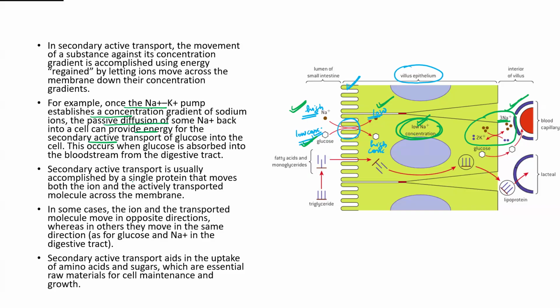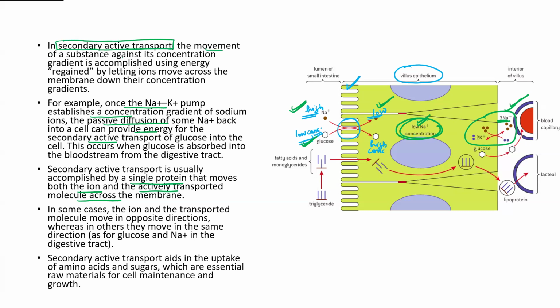So generally it is used with the help of one protein only, which moves both the ion and actively transports the molecule across the membrane. Now here if you see both molecules are moving in the same direction, we are saying this is symport condition. Okay, and sometimes the molecules may move in opposite directions. We will say antiport condition. So here glucose is going against the concentration gradient, but directly ATP usage is not there. It is indirectly ATP usage. That is why we say it is a secondary active transport.